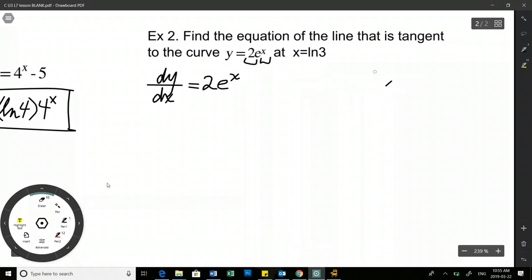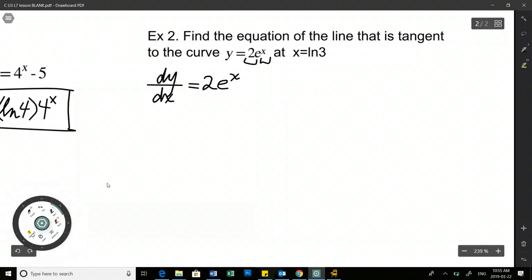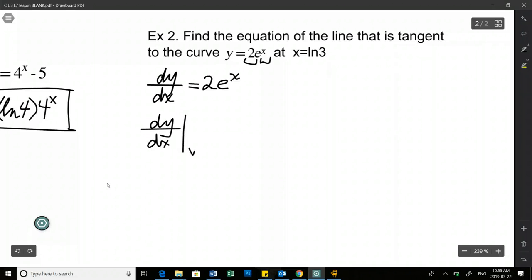Okay, so I'm finding the equation of the tangent line. So I need the slope to start, where x equals ln 3. So I'm going to evaluate the derivative dy over dx at an x value of ln 3. This is usually the notation that we write if we have this type of dy over dx notation.